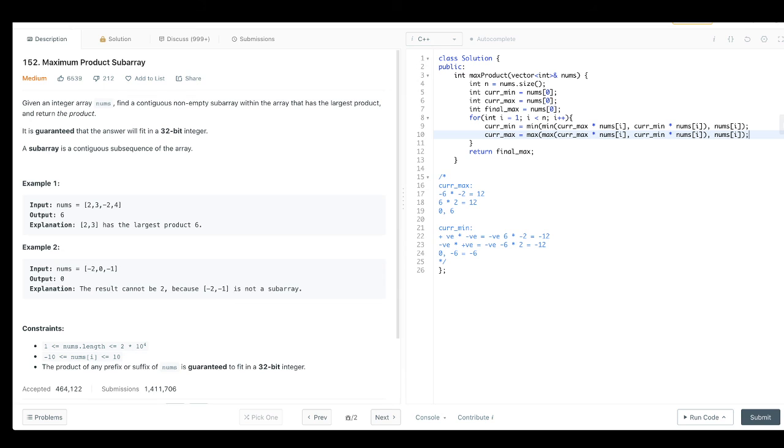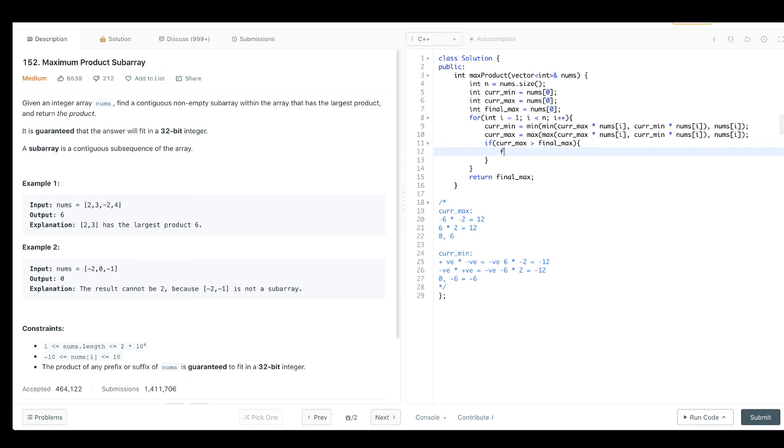Then we need to check if our current max became greater than final max. In that case, we'll simply update our answer to the current max.